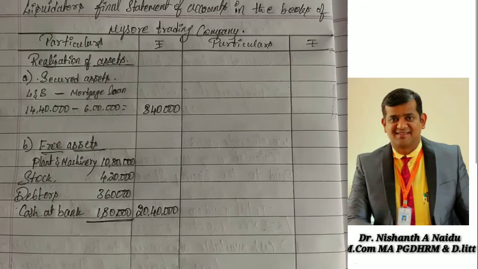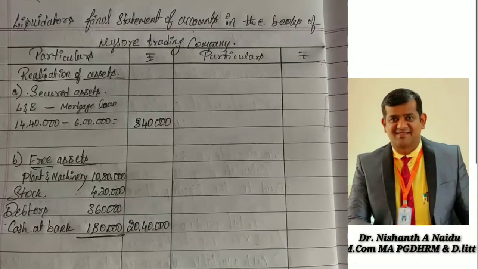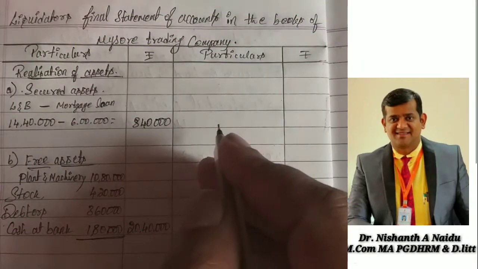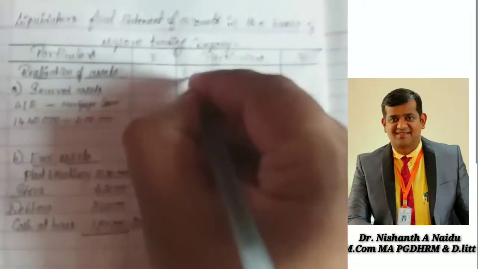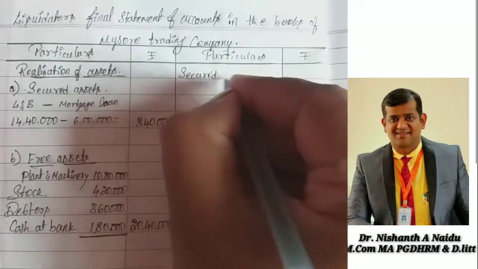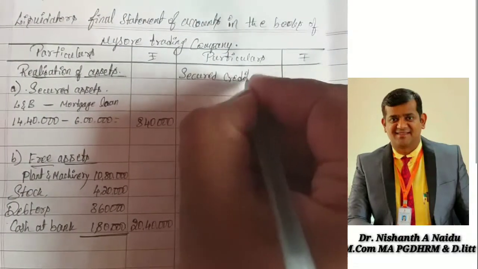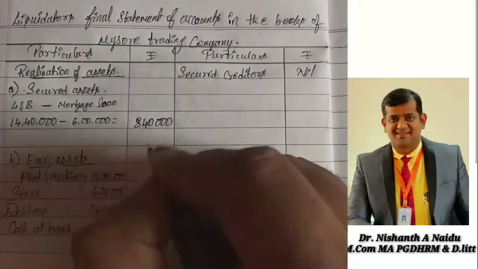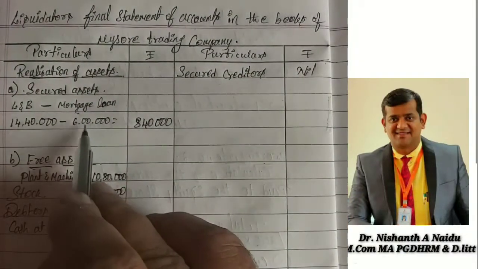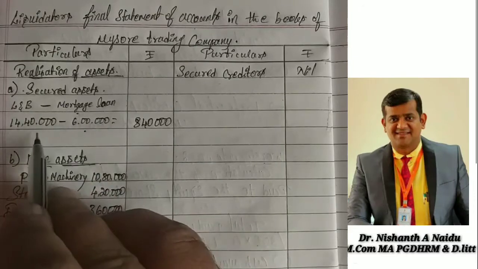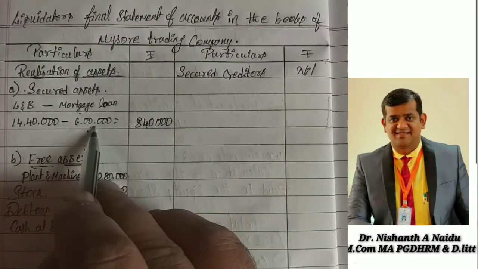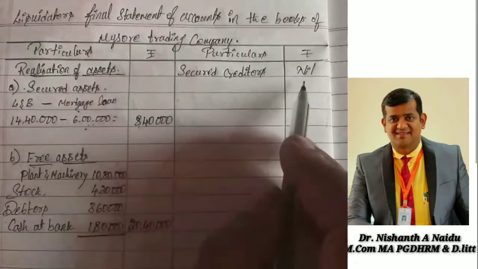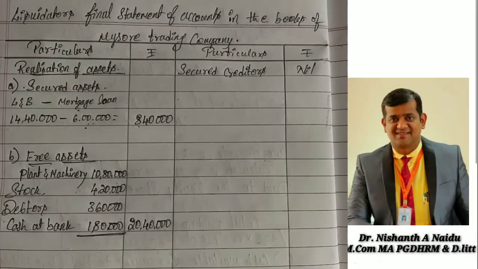So now on the credit side, that is the payment side, we are going to start. Clear? So what are we supposed to write all the time? Secured creditors. The first item we are going to write, secured creditors. So it is going to be nil. Why is it going to be nil? Because this mortgage loan is already cleared here. After clearing, whatever the remaining amount, we have taken. That is why secured creditors is always nil.